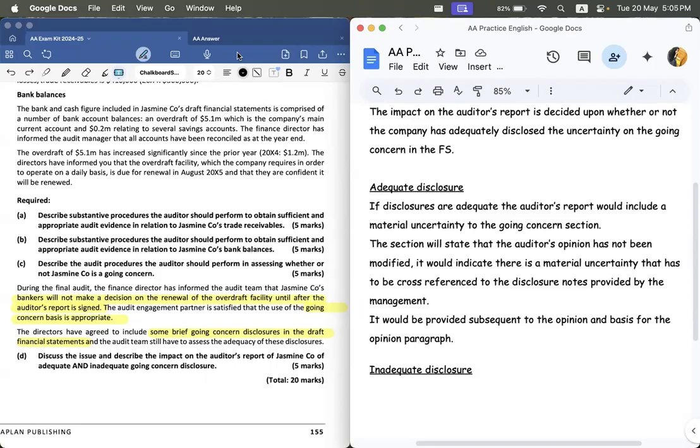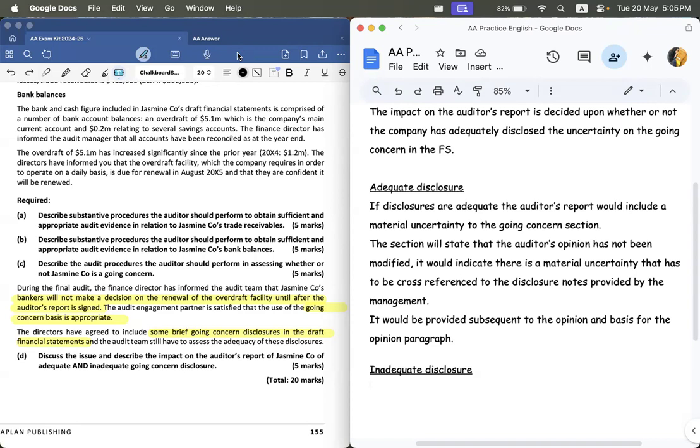Not getting an overdraft facility doesn't mean that a company is going to shut down, right? We are going to find some means to solve this issue. So it is material, but it is not pervasive. So what do we do? In the auditor's report, we are going to mention a qualified opinion.